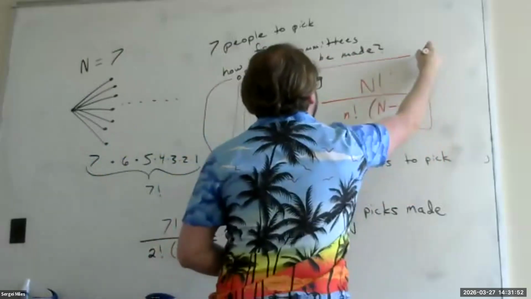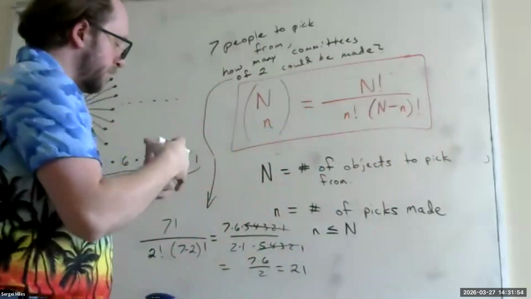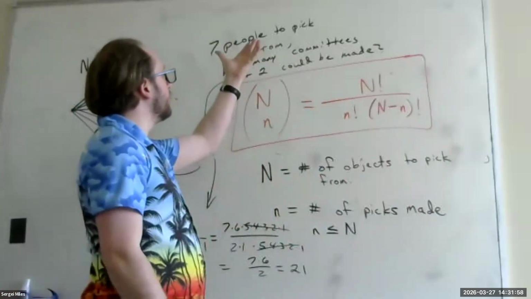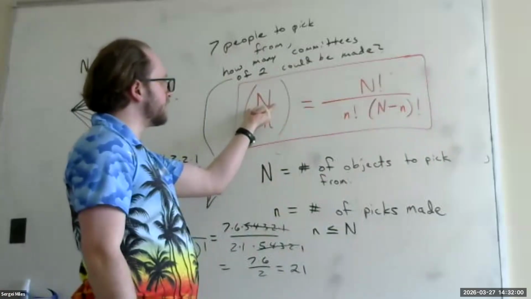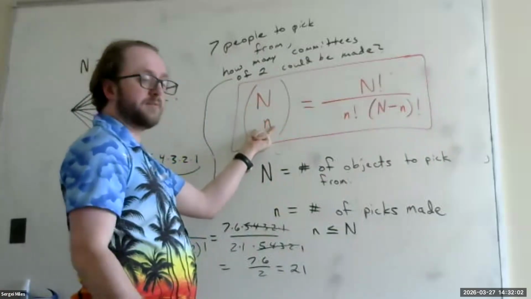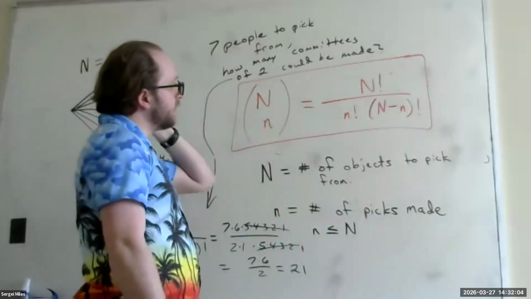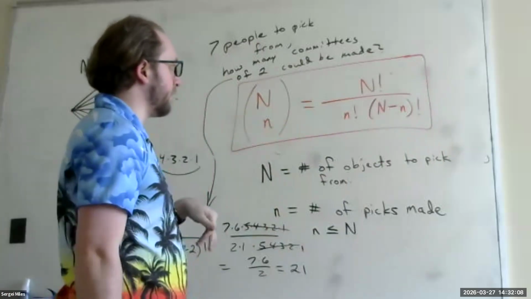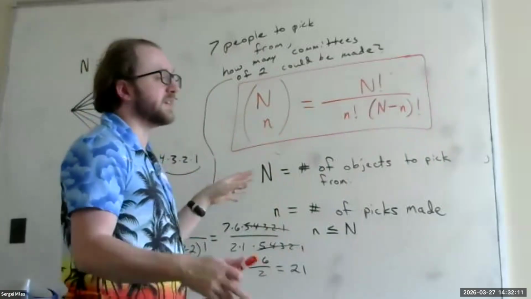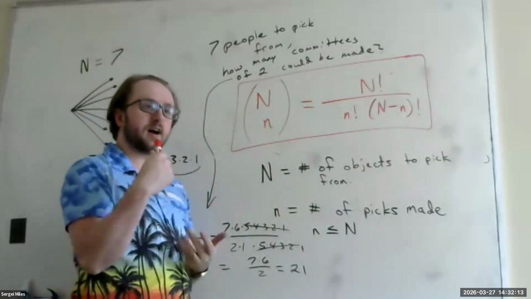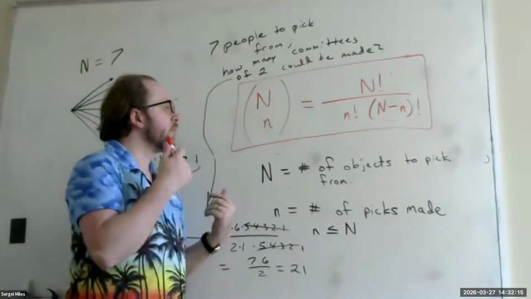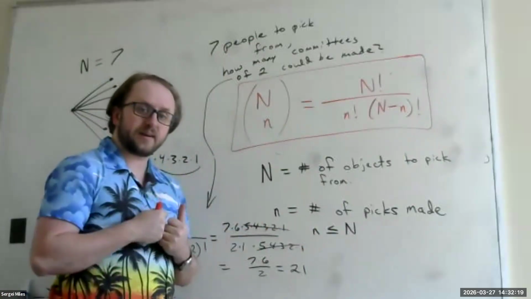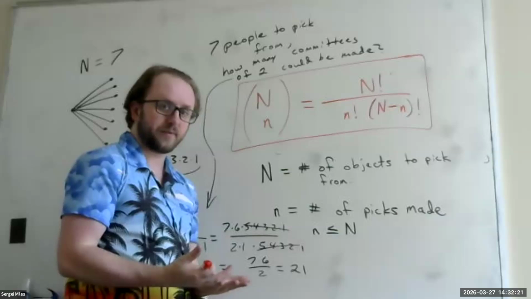Whenever we're trying to find the total number of possible combinations for a capital N number of objects to pick from, where we make a lowercase n number of picks, a lowercase n number of choices, we can do that with this formula, right? Now, a key point here, like we said at the beginning, was that for this combinations formula to really work, we're making the assumption that the order in which the objects are picked doesn't matter, all right?